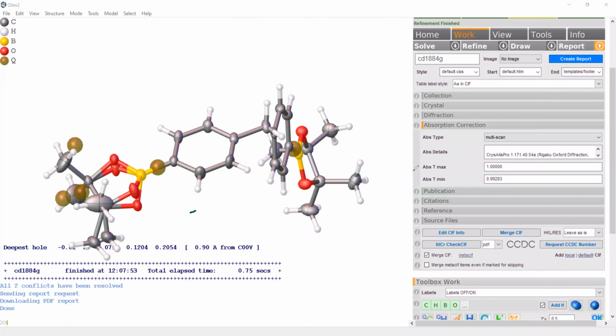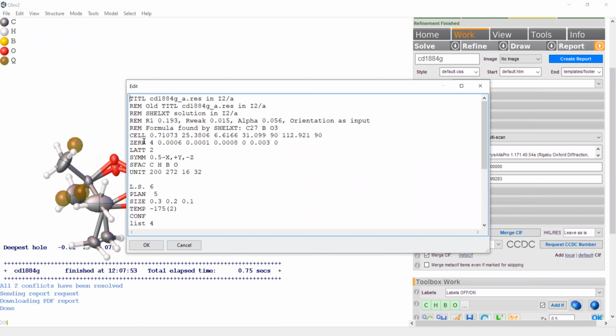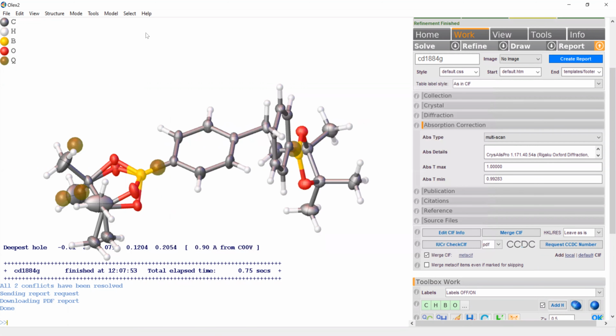So one thing we need to fix is the Z value. So we go to edit instructions on the command line, ZERR, Z-E-R-R. We're going to change that to 8. And another thing I didn't do was the labeling. So let's do that here.